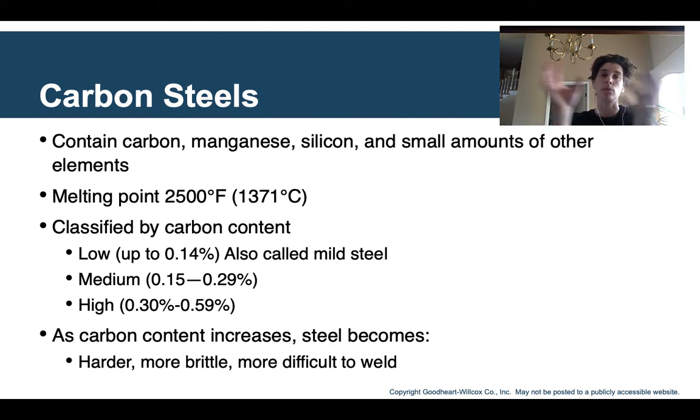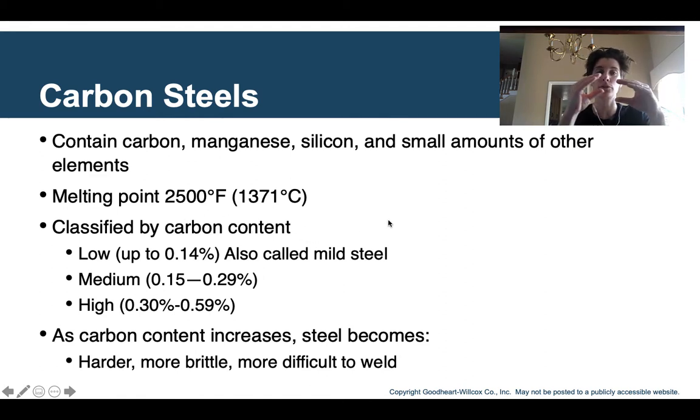So it was a lot more pure iron, or almost pure iron. It's just a little history lesson for you, I guess. So now we use steel, not iron. What we're using is not iron, it's steel. The melting point of carbon steels is 2,500 degrees Fahrenheit.